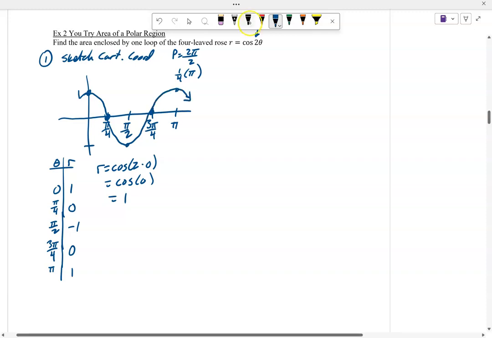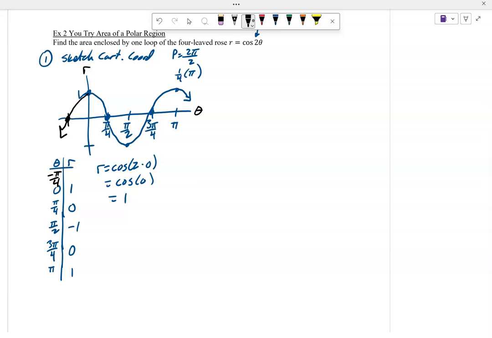And I'm also going to go back to this negative pi over 4 right here so that I have an r value of 0 as well that it goes through. That's going to help me out when I go ahead and graph this. So I am going to throw that in, that negative pi over 4, comma 0.